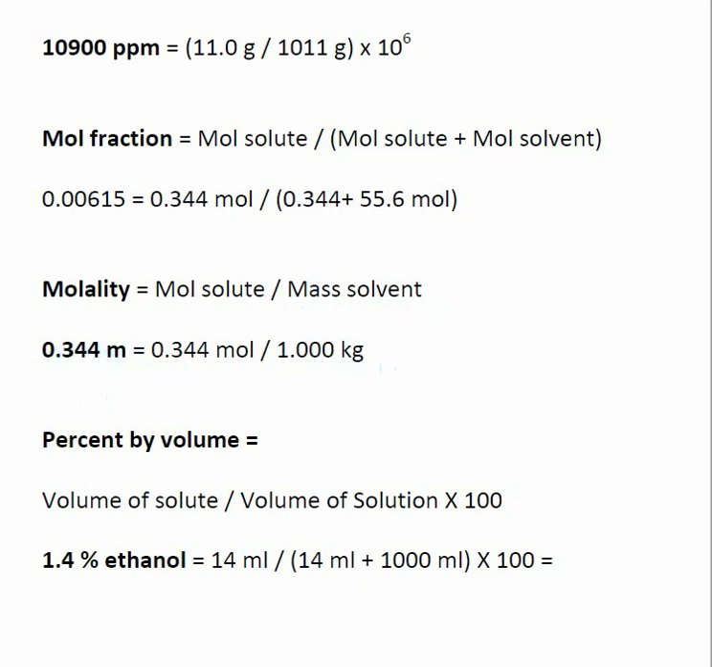The last one is percent by volume. With this, it's the volume of the solute, our ethanol, divided by the volume of the solution. So here, I'm going ahead and assuming that the volume of the solution is our 14 milliliters of ethanol plus 1,000 milliliters of water. So 14 divided by 1,014 times 100 gives me 1.4% ethanol.